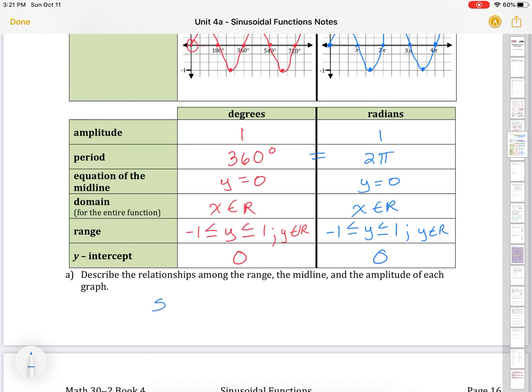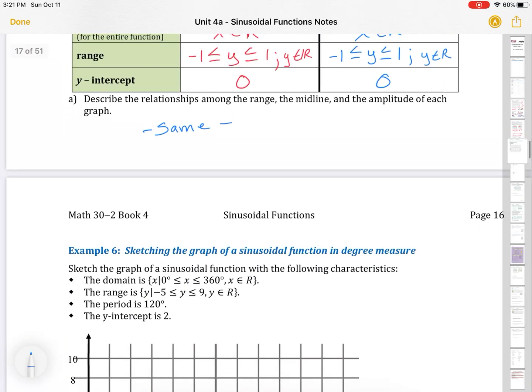Okay, well, looking at them, they are the same. The only thing that's different is the period, right? So that is the only thing that is different. Okay.